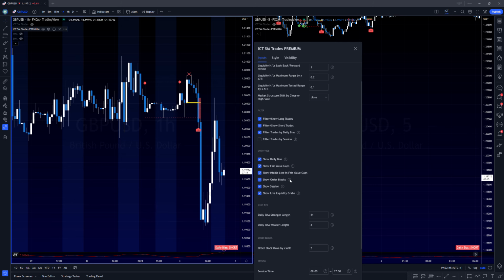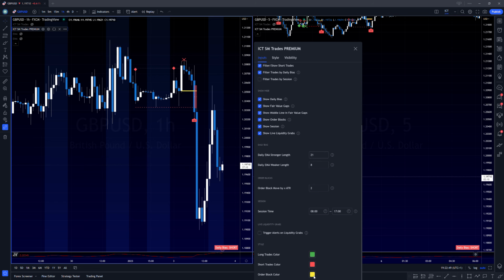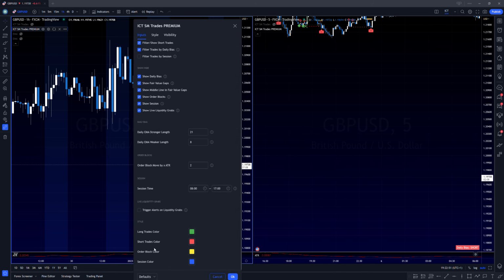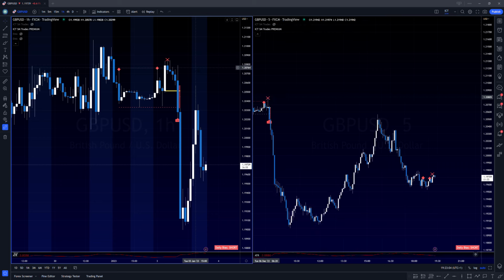Show order blocks. As you can see, order blocks are represented by yellow color. You can see it here, order block color in the style section. It is yellow by default, and it is on the open of the candle. And this order block shows us, on a short trade, where the last up candle is before the push to the downside happened.